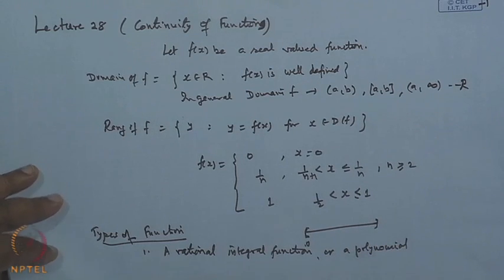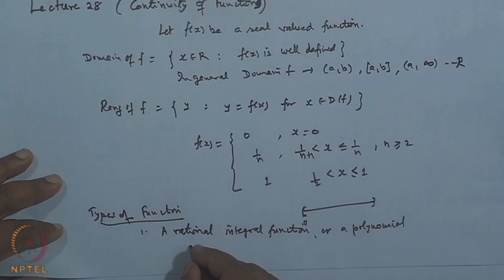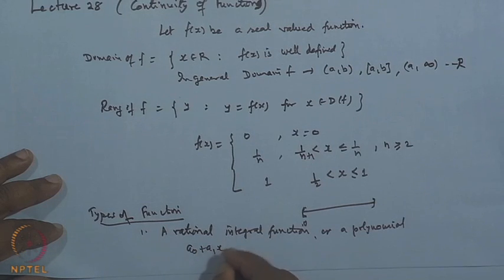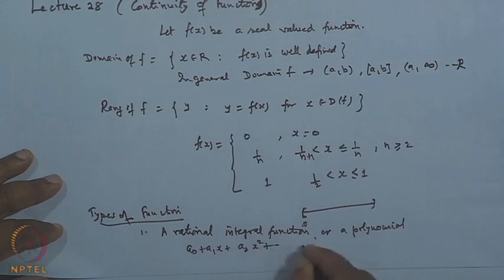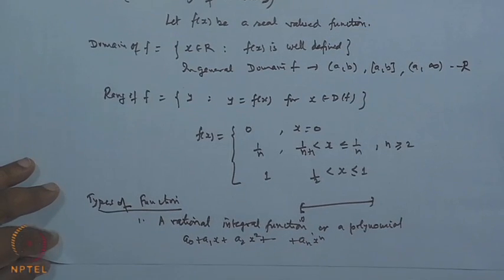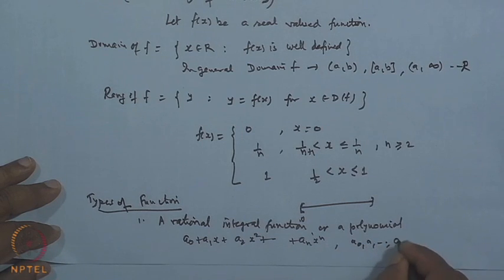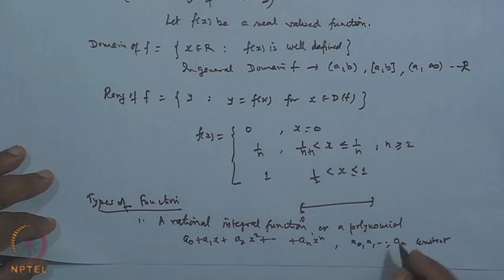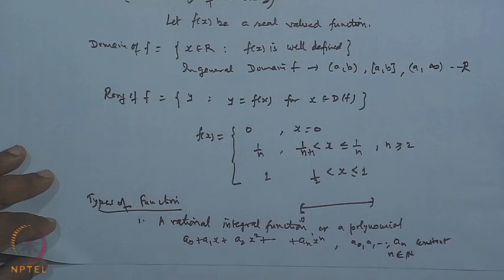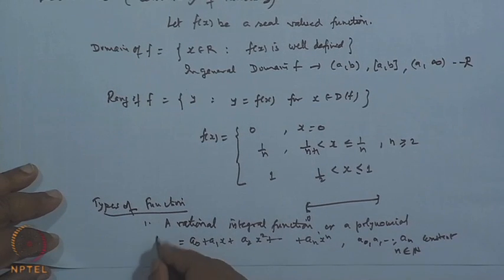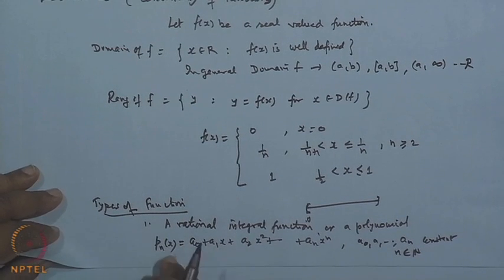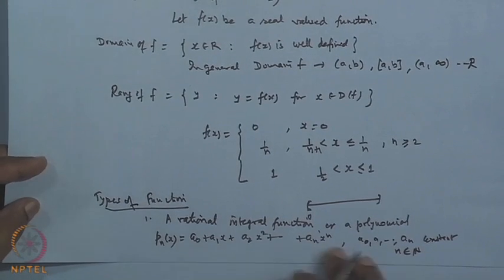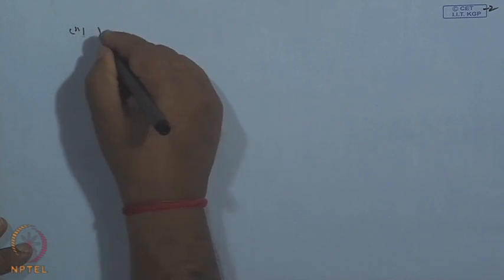which is of the form a0 + a1x + a2x^2 + ... + an x^n, where the coefficients a0, a1, a2, ..., an are all real constants, and n is a positive integer. This is also a function and we denote it by Pn(x), a polynomial of degree n. Another type of function which we come across is the rational function.